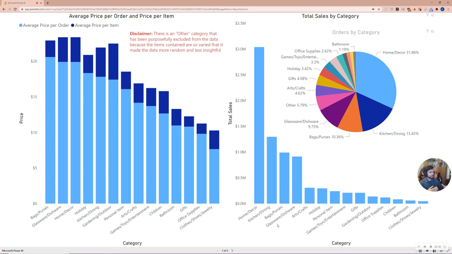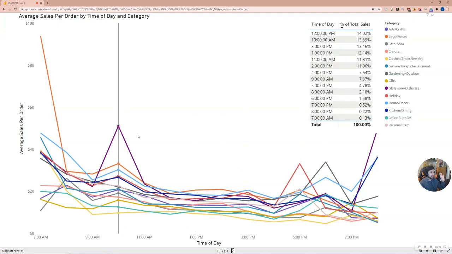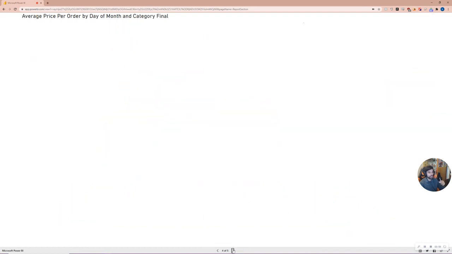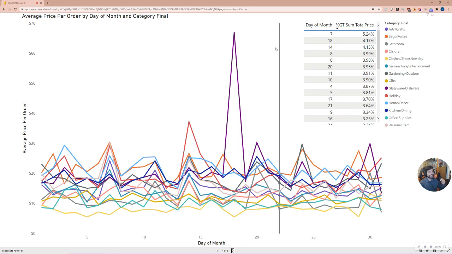But just to give you a brief overview of the findings of the report. The first thing is the best time of day to focus on advertising is 12 p.m. noon, 10 a.m., and 3 p.m. Those are the best selling times. For days of the week, the best days are Tuesdays and Thursdays by a large margin. The best day of the month is the 7th day of the month.